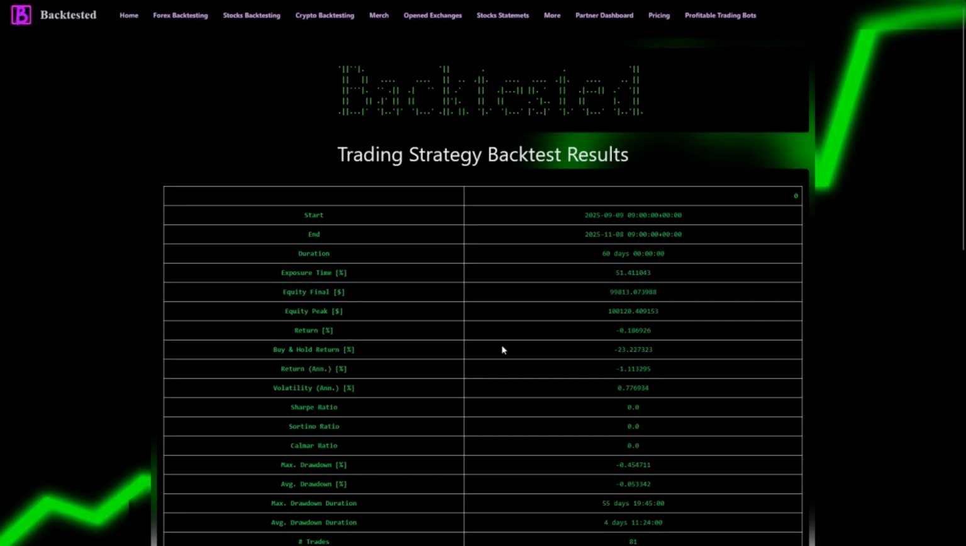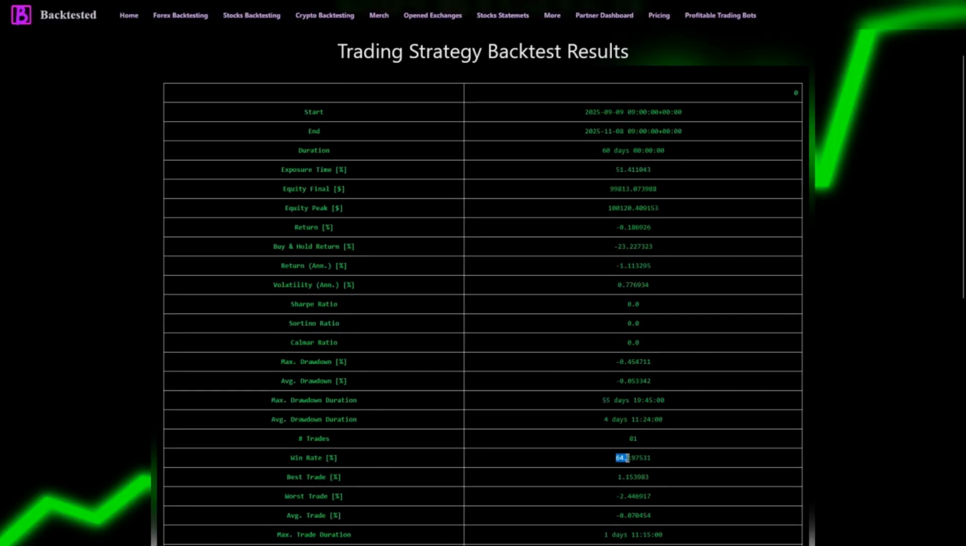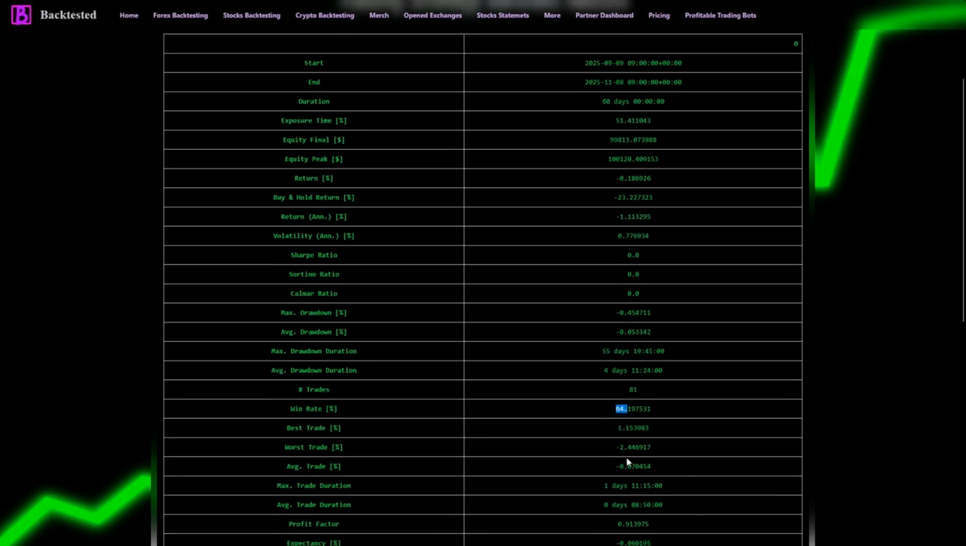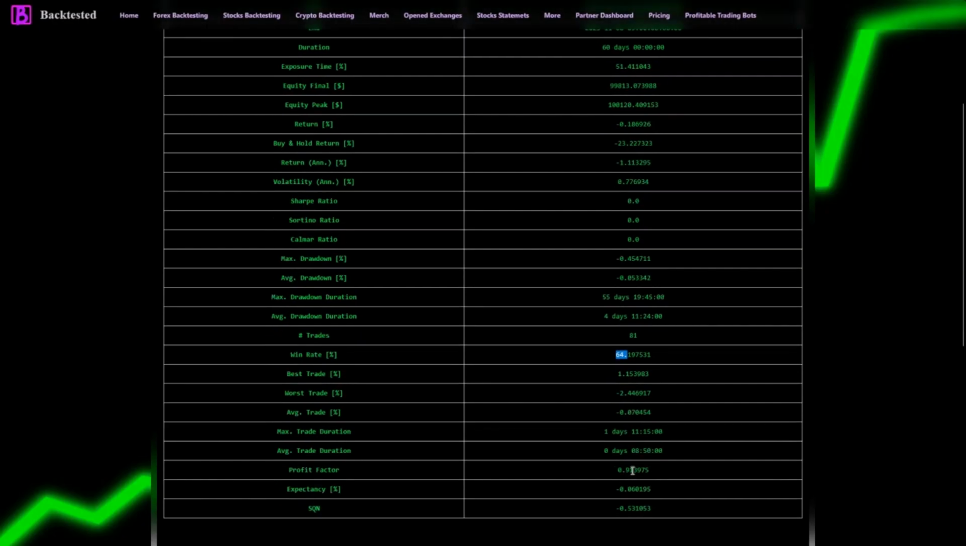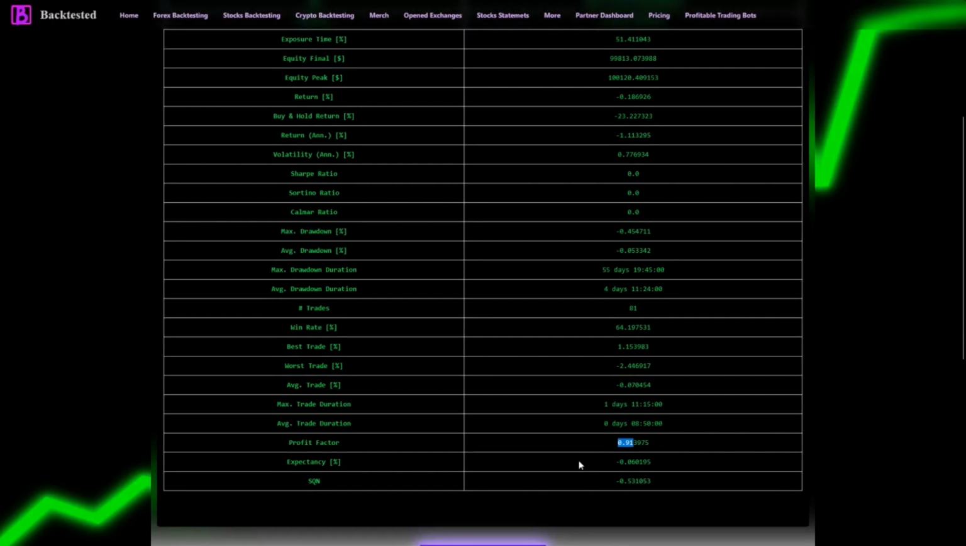Okay, the new result shows that the return is still a loss, but it's less bad than before. The win rate has improved, while the number of trades is slightly lower. The profit factor has increased from 0.78 to 0.91.